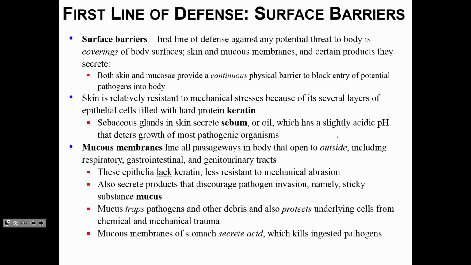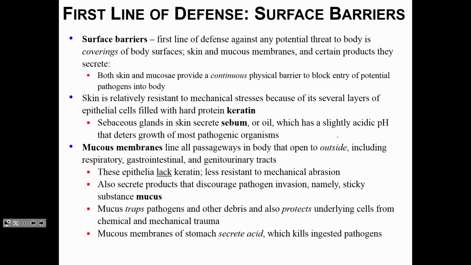So let's look at this. Surface barriers, first line defense against any threat to the body. These are covering, skin, mucous membranes, also the products they secrete. The skin and mucosa have a continuous physical barrier. Your skin is resistant to mechanical stress because of all the epithelial cells and that keratin, hard protein. Your sebaceous glands secrete sebum, which gives us that slightly acidic pH mantle, which deters bacteria from growing on the skin. All of this you learned in 201.